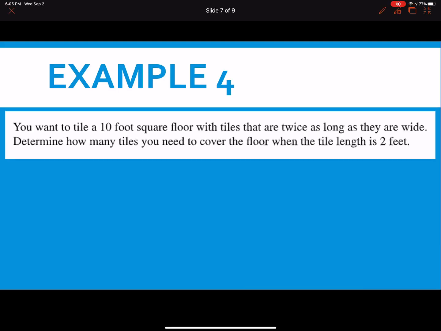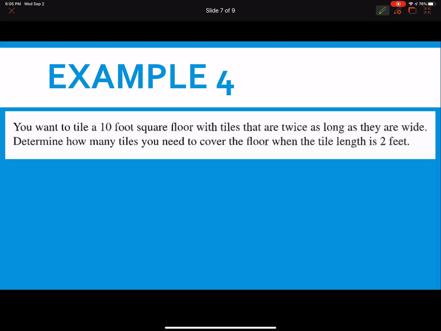Okay, example 4. We have a word problem here. Some of us get a little anxious when we see a word problem. Remember, use your tools to break it apart into smaller pieces, mark it up, underline, circle, anything that you see that is important.